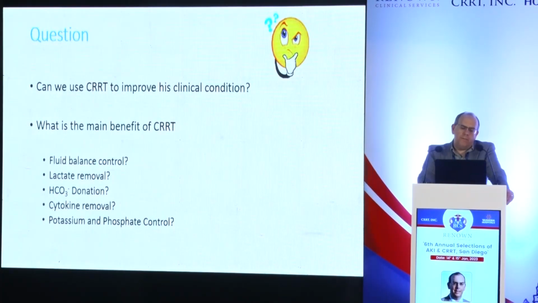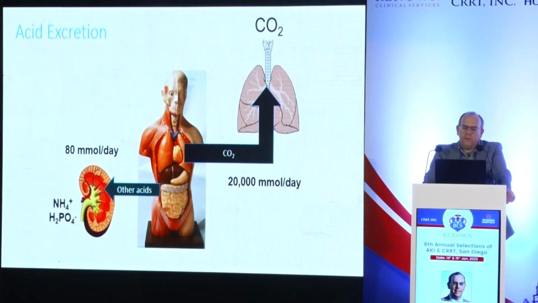How can we use CRRT to improve his clinical condition? What's the main benefit? Fluid balance control, lactate removal, donation of bicarbonate, cytokine removal, we've heard discussed, potassium and phosphate control. Many of these may or may not be true, but let's concentrate on acid base in this situation. It's important to remember that the vast majority of the acid produced by the body is excreted by the lungs. So 20,000 millimoles of carbon dioxide are produced per day. We only excrete 80 millimoles of organic acids through the kidneys. So the kidney is not the main excreter of acid, but it's the main regulator of pH.